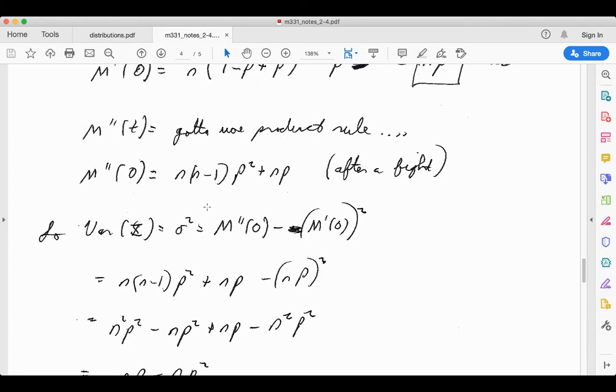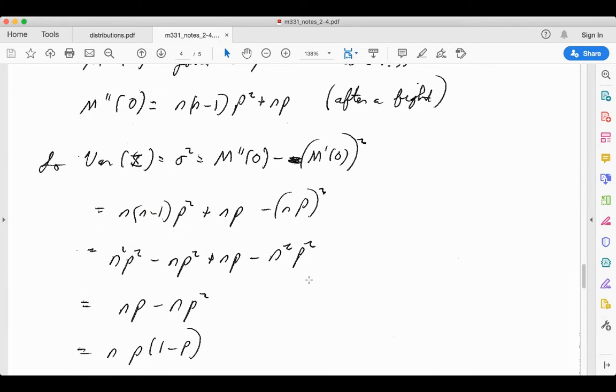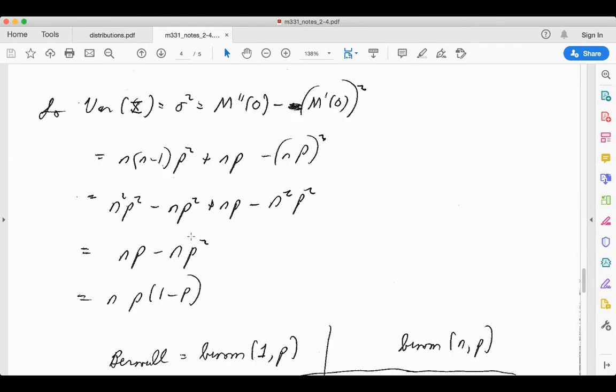So the variance of X is that quantity minus the square of the mean. And if I multiply this stuff out, I've got n squared p squared minus np squared. And when I square out this, I've got n squared p squared. So there's a little bit of cancellation, leaving me with just this plus np and this minus np squared here. And I can factor out an np.